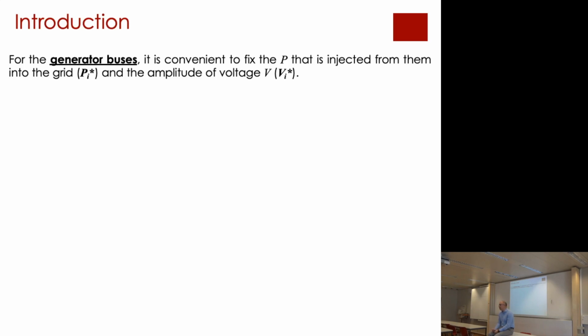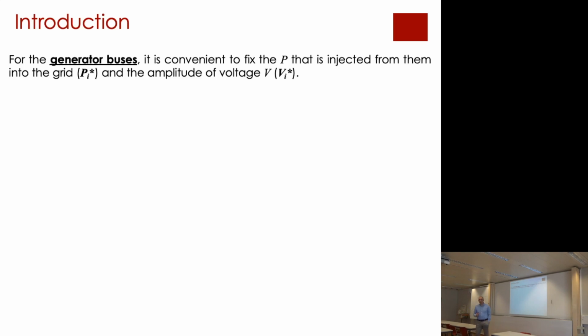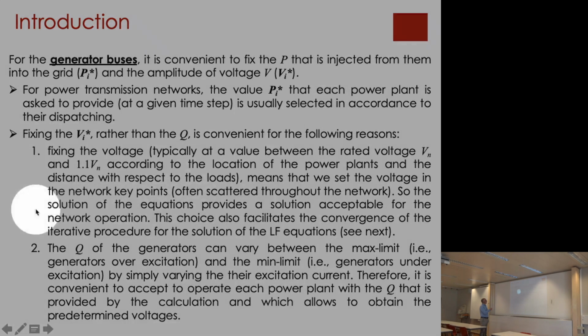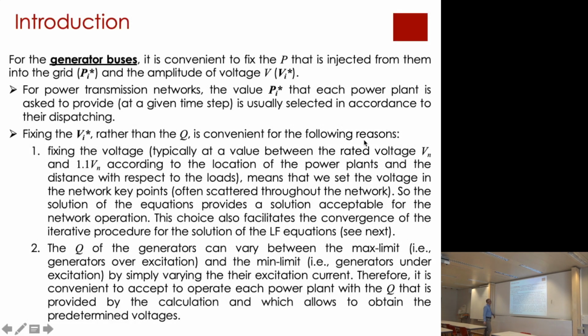Therefore, if you fix the voltage in the generation buses, you get a solution where the voltages are in principle closer everywhere to the rated values. So that's why in the generation buses, you tend to fix the voltage and not the reactive power. Okay, this is written here. So essentially fixing the VI in the generation buses rather than the reactive power is very convenient for various reasons.